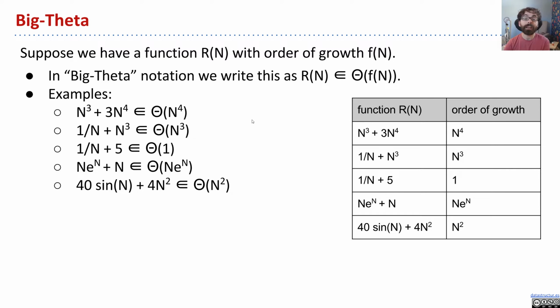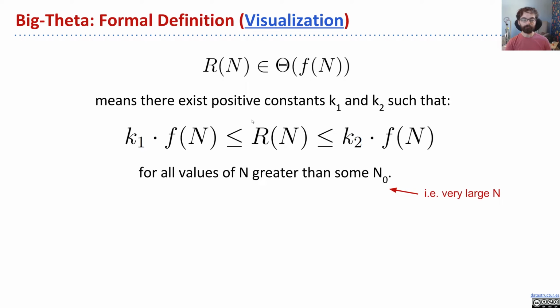Now, how do you actually define Big-Theta rigorously? Well, some clever folks, not quite a century ago, said, okay, suppose we have a function r of n that belongs to the order f of n. Well, that means that there are 2 constants, k1 and k2, which must be positive, such that k1 times f of n, which you can think of as a small version of f of n, is less than or equal to the function of interest, which is in turn less than or equal to k2 times f of n, a big version of f of n. And that has to be true only for really large n.